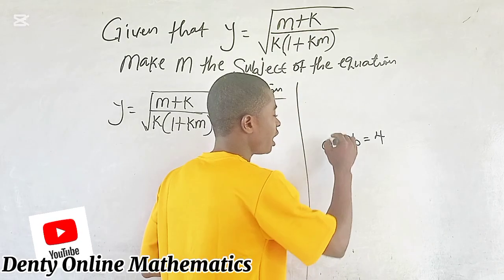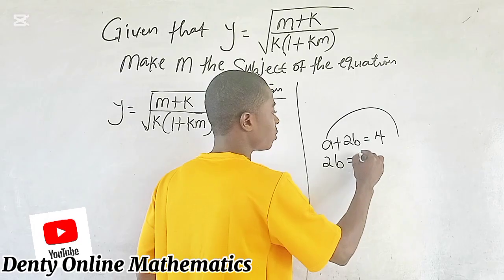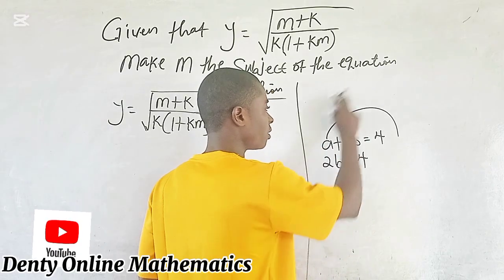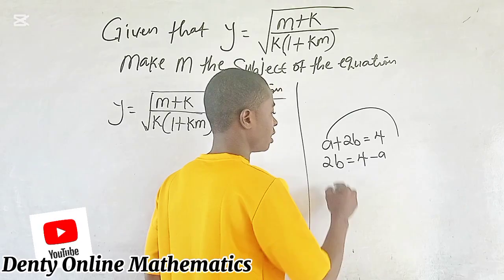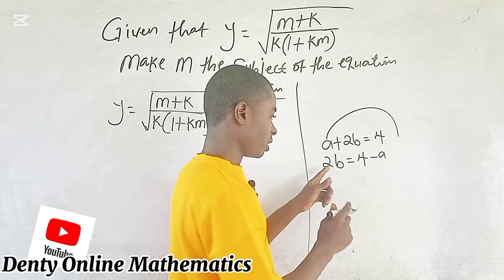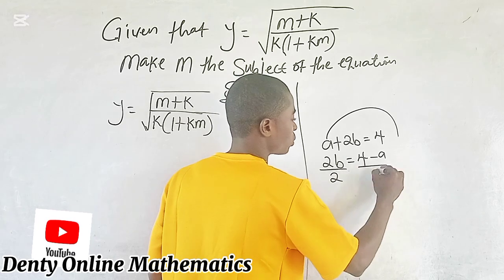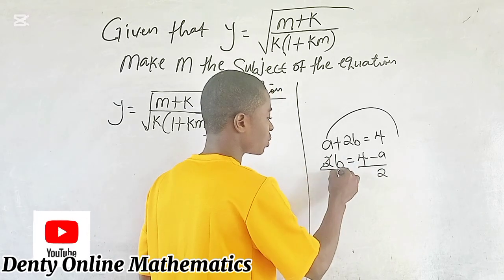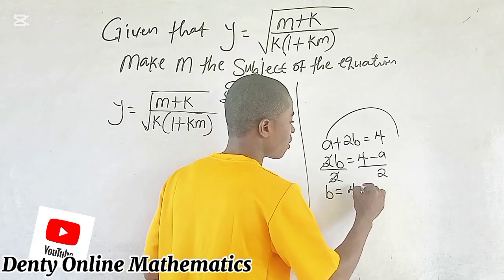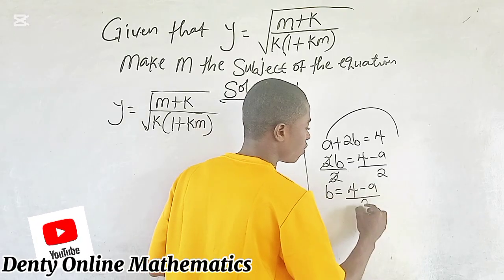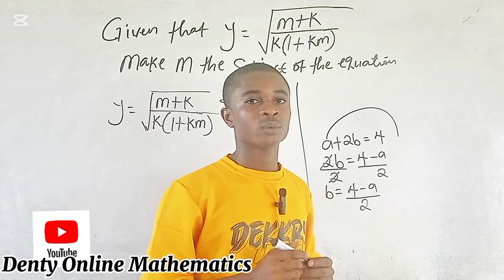At this point, a will cross over first, so that 2b will be equal to 4. If positive a moves over to the other side, you have a negative a. Then you need to make b stand alone. To do that, you divide both sides by 2, so that 2 will cancel 2. You get b will be equal to (4 minus a) all over 2. You have made b stand alone.